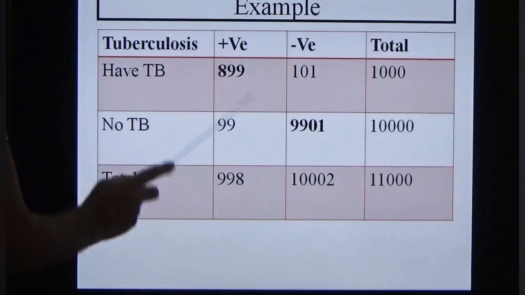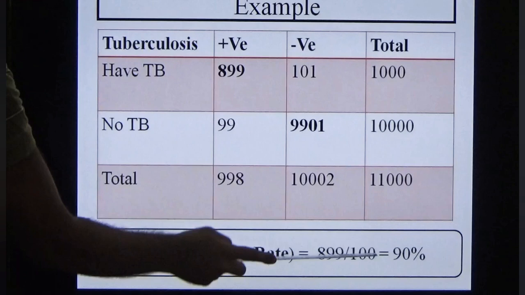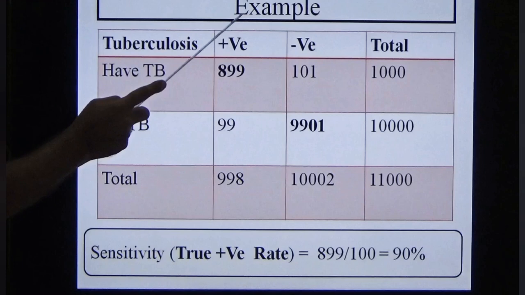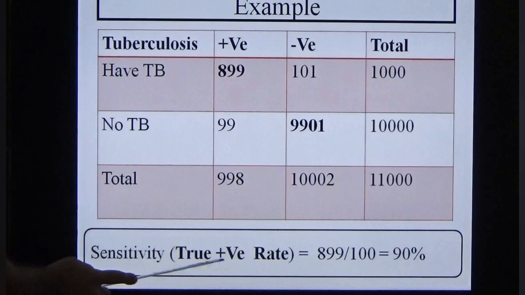Okay, from here, how do we define sensitivity and specificity? It's very simple. Sensitivity means true positive rate, that means 899 divided by 1000. So this is 90%. So the sensitivity of the particular investigation is 90%. That means the true positive rate is 90%, so that investigation can detect 90% of the true positives.